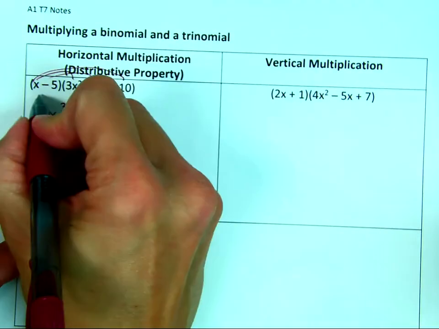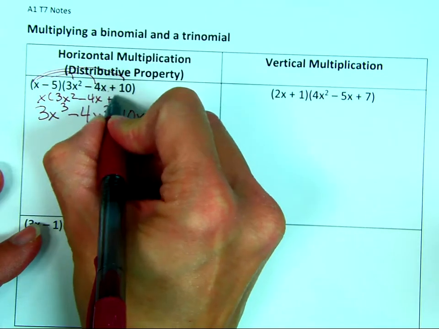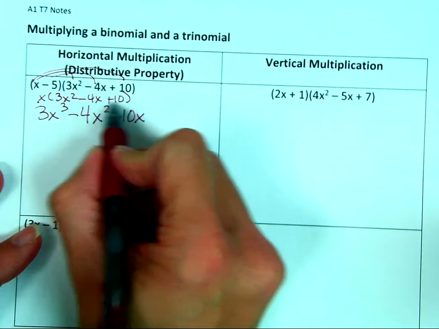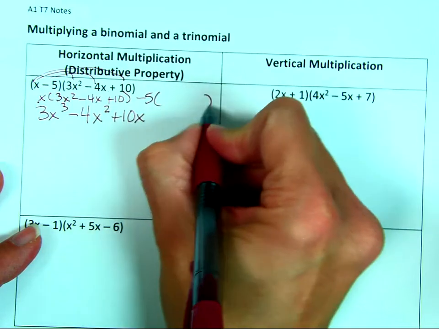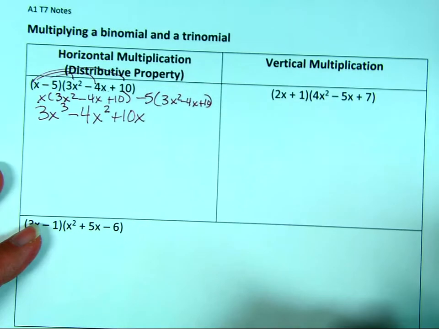I didn't show you this. I should have gone up like this. You don't have to do this. You can do what I just did. But that's x times this one, and then you have a negative 5 times the same thing. This is what I'm doing if you're a little confused.